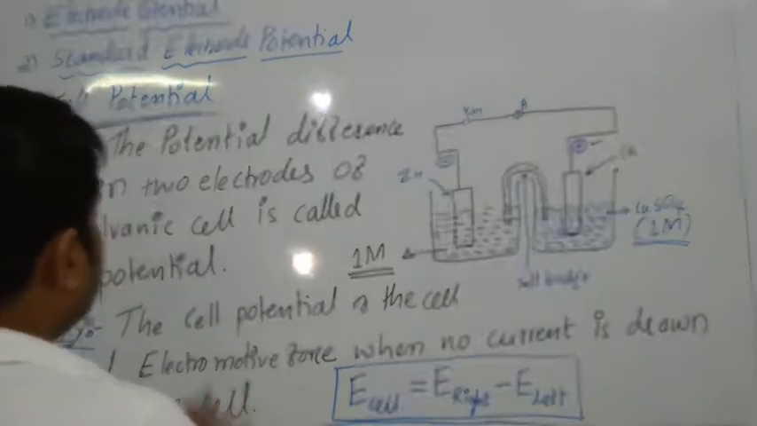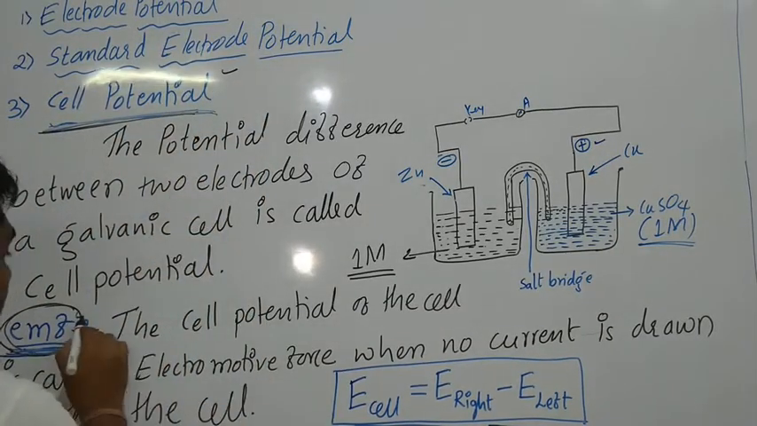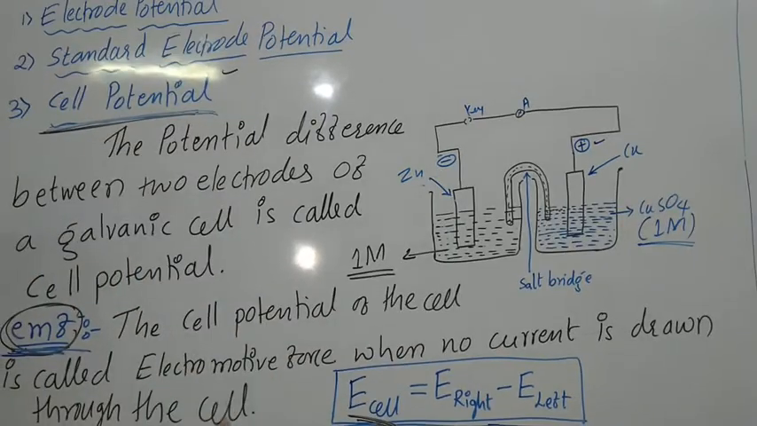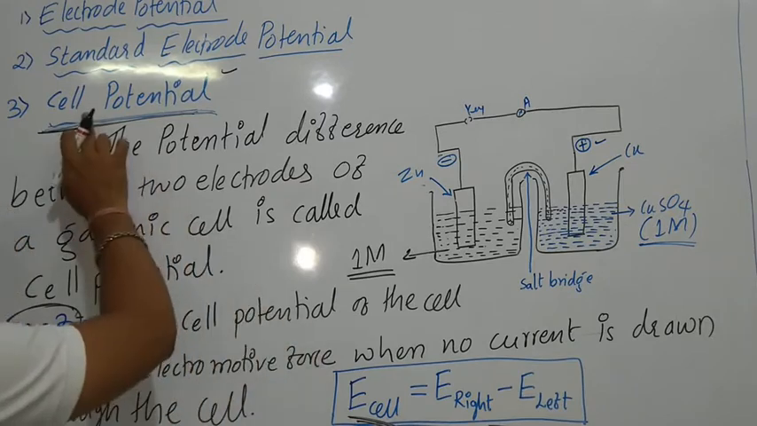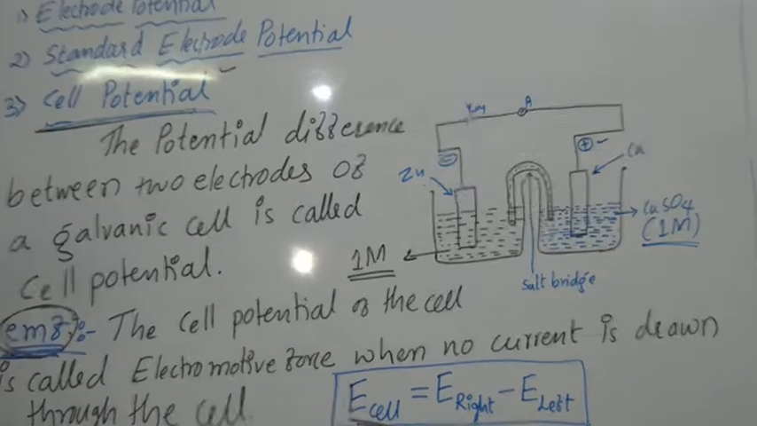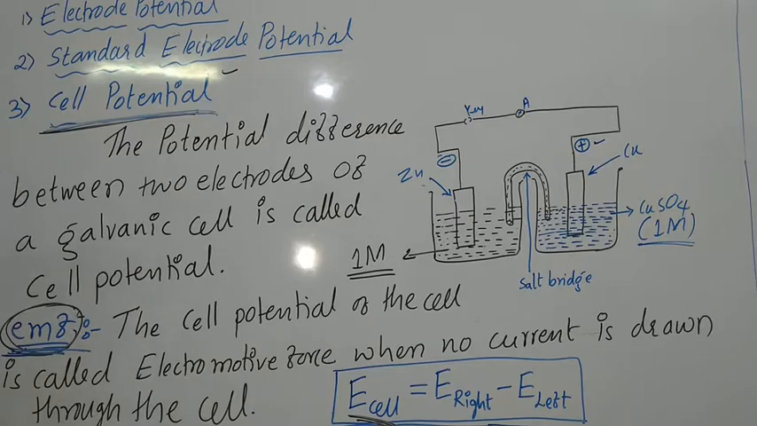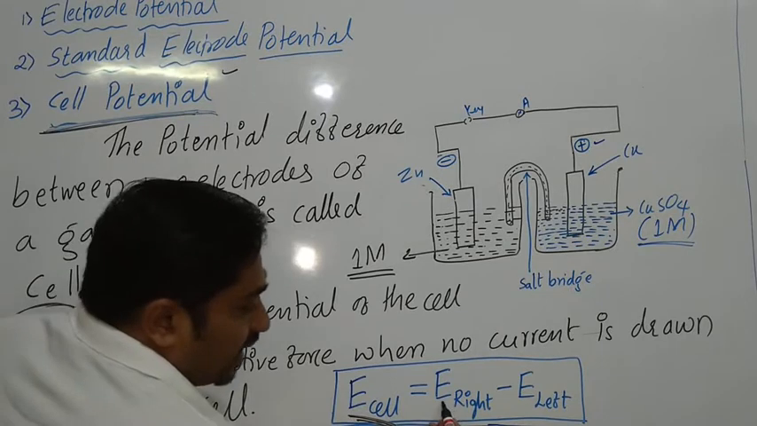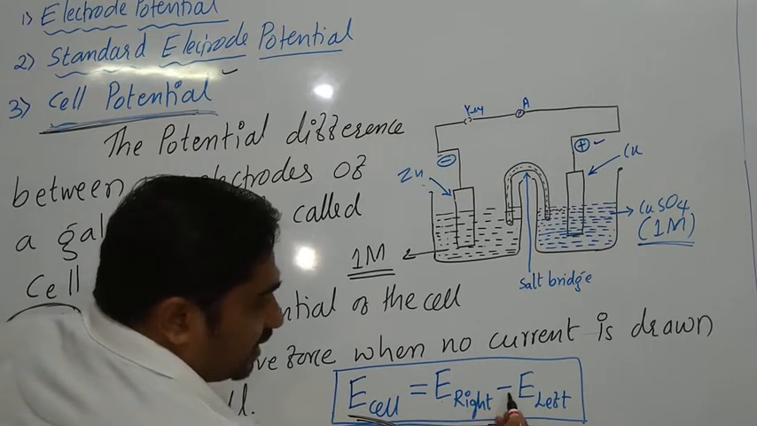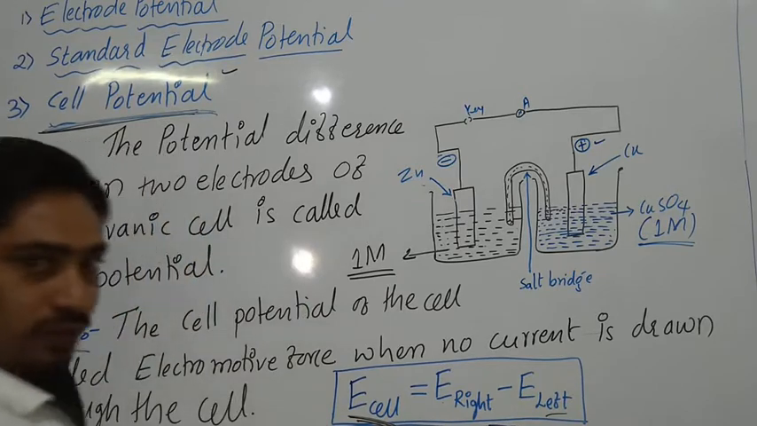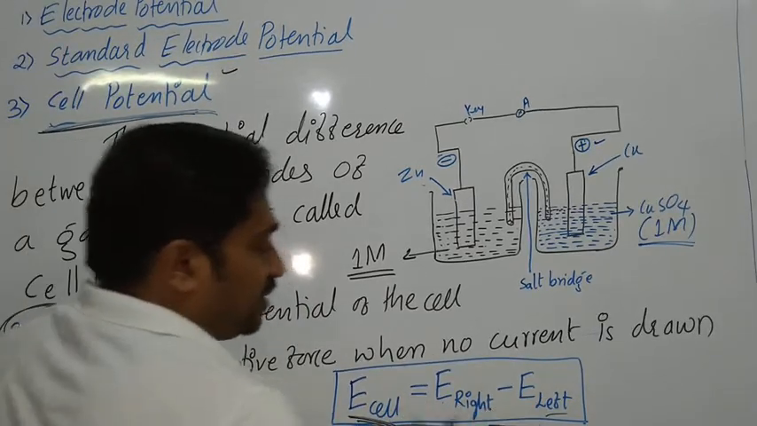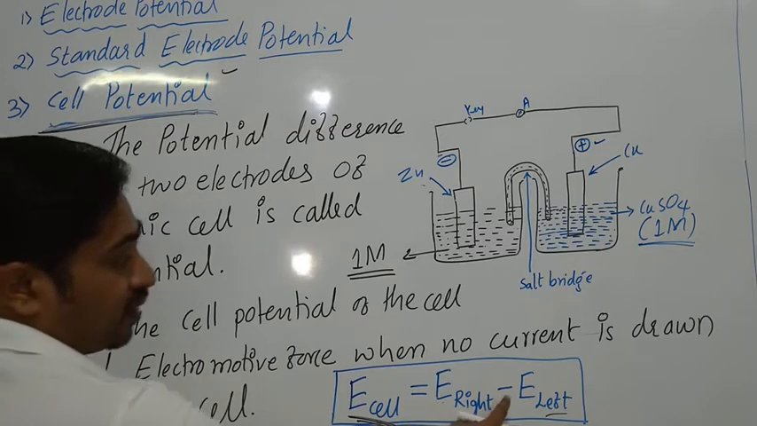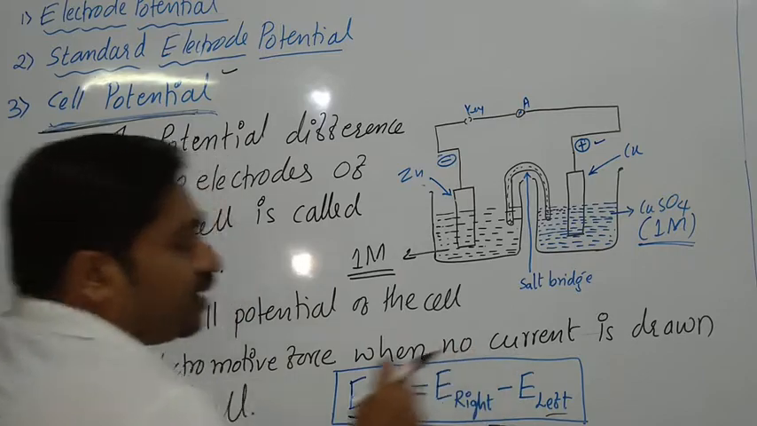And remember, to calculate cell potential or EMF, we have a formula, that is E cell. E cell is nothing but the EMF of the cell or the cell potential of the cell. Both are equal. E cell is equal to the electrode potential of the right electrode minus the electrode potential of the left electrode. So E right minus E left.